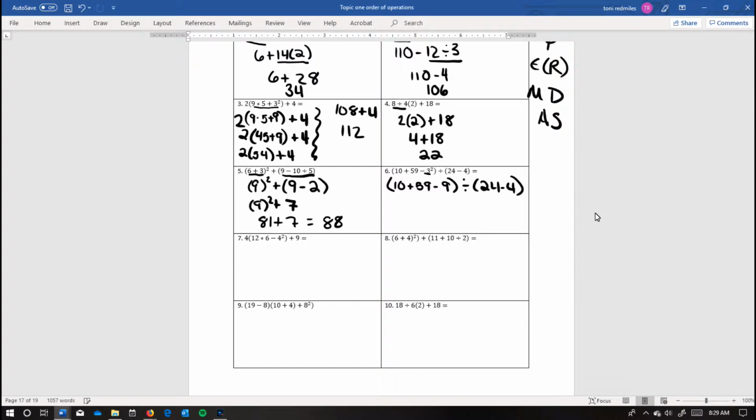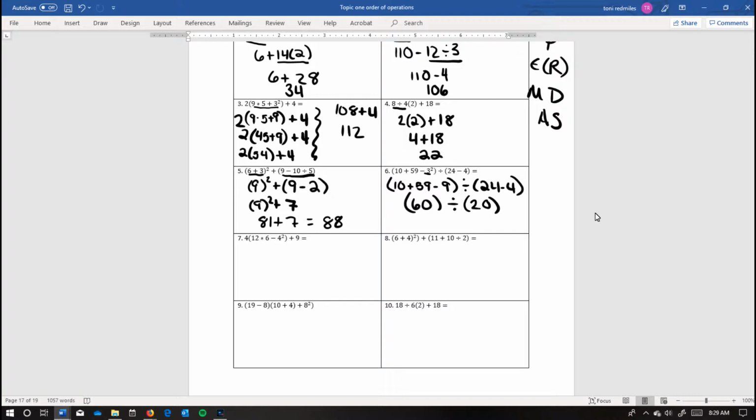Okay, because parentheses comes first. Now I just have adding and subtracting, so I move left to right. 10 plus 59 is 69, minus 9 is 60. All right, now I could start working out this one, and it's just one simple subtraction, which is 20.